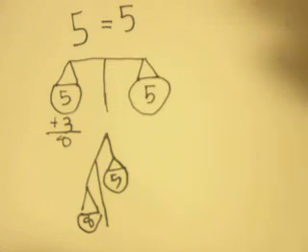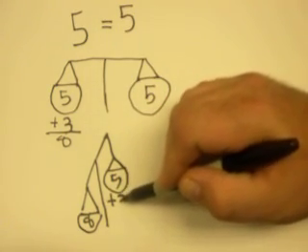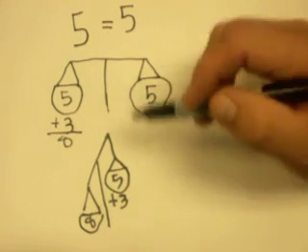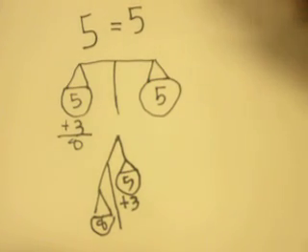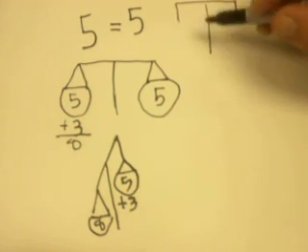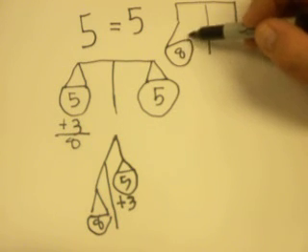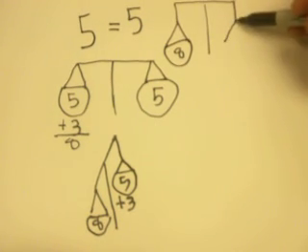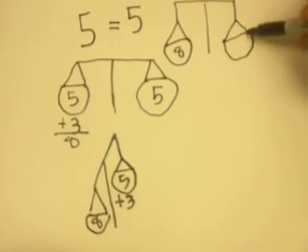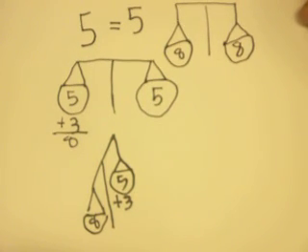Well, if we don't want it to be out of balance, what do we do? Of course, we add 3 pounds to the right side, and if we do that, our scale would then look in balance again. We would have 8 pounds on each side. Perfectly balanced. Does everyone agree with that?